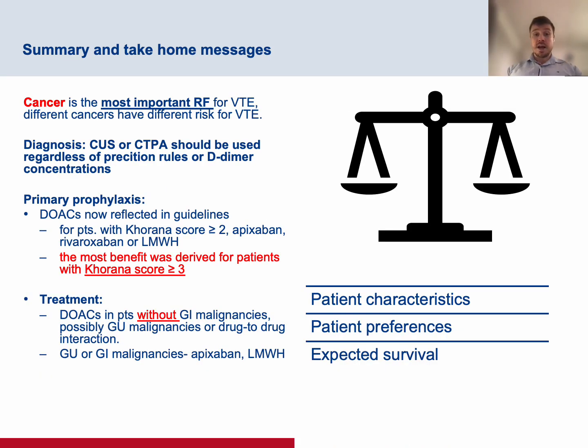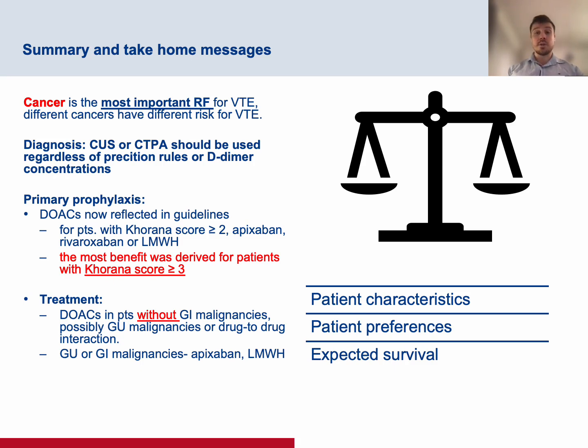So, in summary, cancer itself is the most important risk factor for VTE, and different cancers have different VTE risk. If we have a high suspicion for a VTE event, the patient should be evaluated by compression ultrasound or CT pulmonary angiography, regardless of prediction rules or D-dimer levels. Primary prophylaxis is now recommended in patients with high risk for VTE, such as in patients with Khorana score of 2 or more. We can use apixaban, rivaroxaban, or low molecular weight heparin.